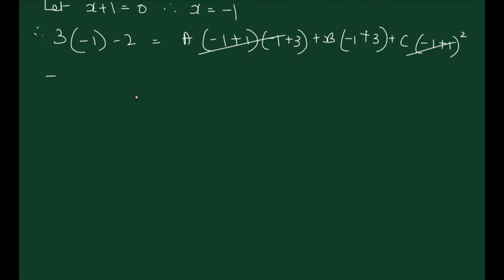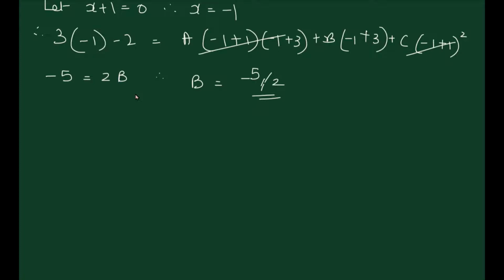So minus 3 minus 2 is minus 5 is equal to 2b, because minus 1 plus 3 is 2 over here, 2b. And therefore b turns out as minus 5 upon 2. It is the reverse way actually. It is minus 5 upon 2.